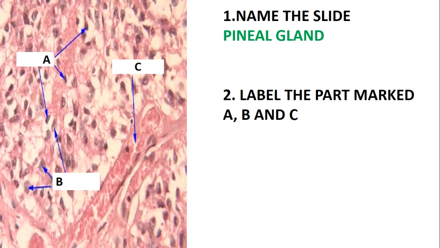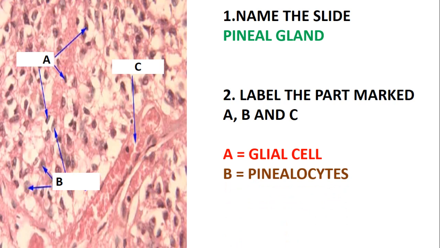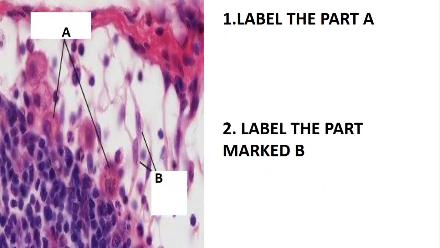Label the parts marked A, B, and C. A is just the glial cells, which you can also say are the astrocytes. Then B is just the pinealocytes, and C are just the blood vessels. Okay, let's quickly move on and look at the next question.